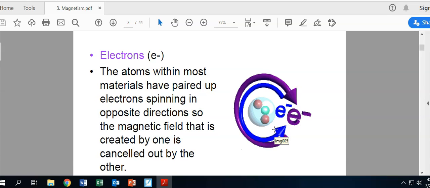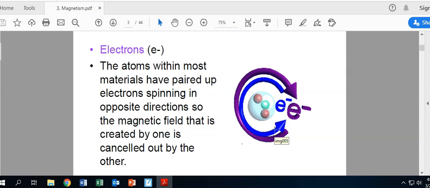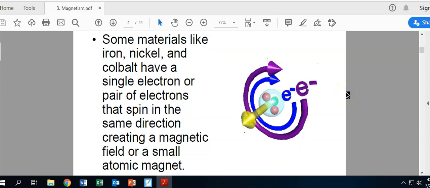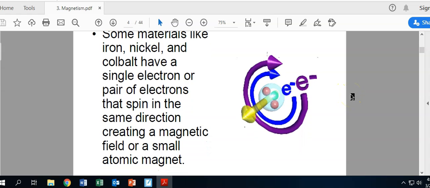Sometimes the magnetic fields don't cancel out and you get a net magnetic field, which is why certain elements and metals like magnesium and iron are what we call ferromagnetic. Some materials like iron, nickel, and cobalt have a single electron or a pair of electrons that spin in the same direction, creating a magnetic field or a small atomic magnet. And what you see here is the revolution of these charges around the nucleus, and thereby they create a north pole coming out in the direction of this arrow.